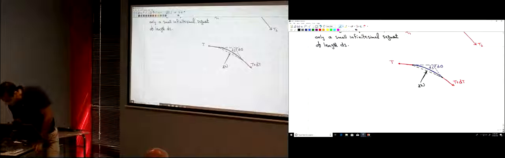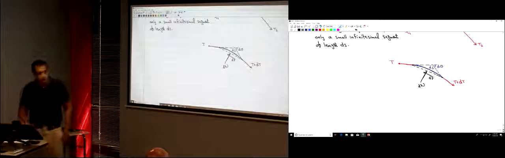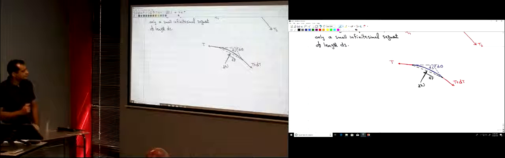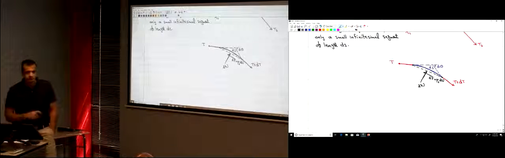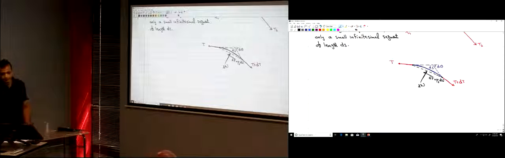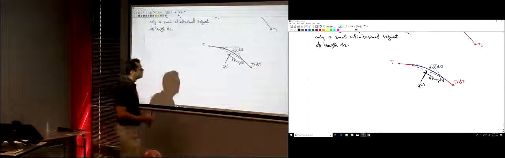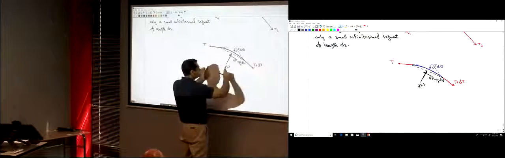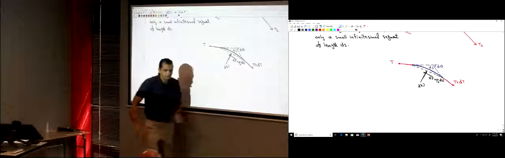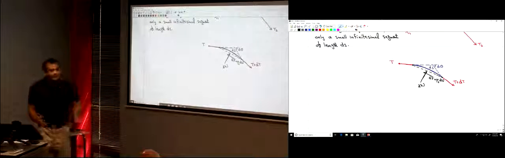So here we have dF, a small frictional force. If we're on the verge of slipping, then this dF is mu s dN. So now this small part is under equilibrium, under the effect of those four forces: T, T plus dT, dN, and dF, which is mu s dN. So we want to study the equilibrium of it.